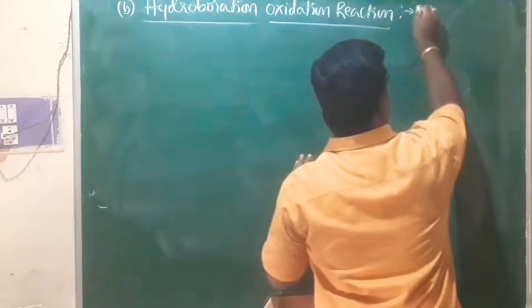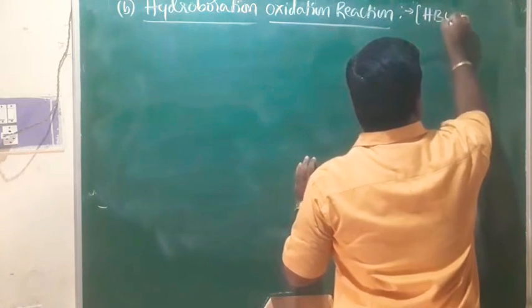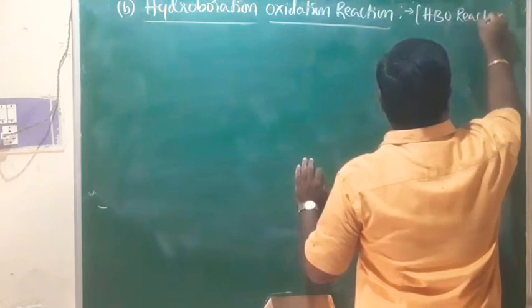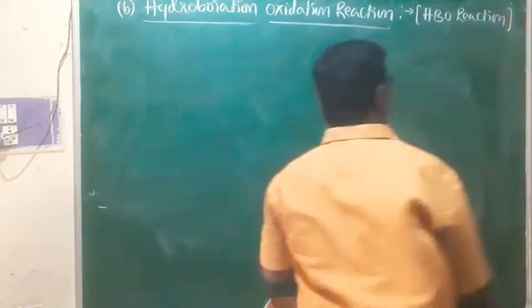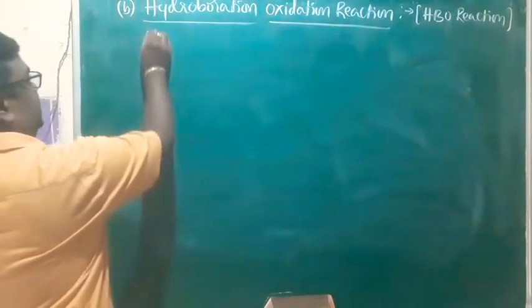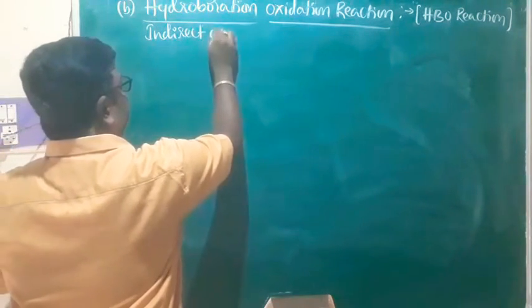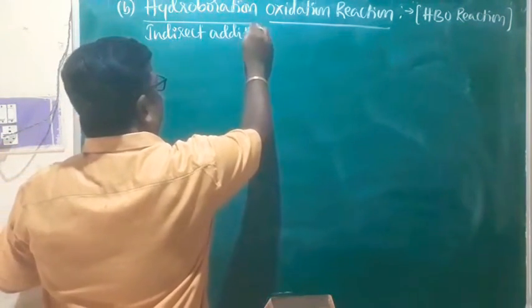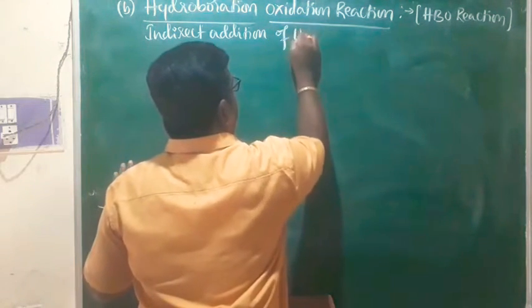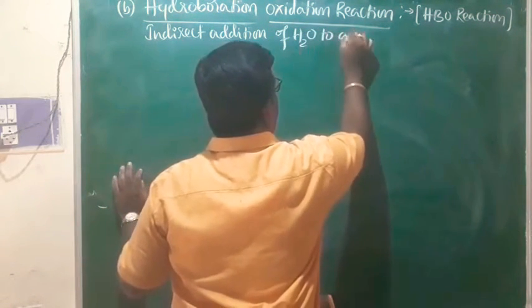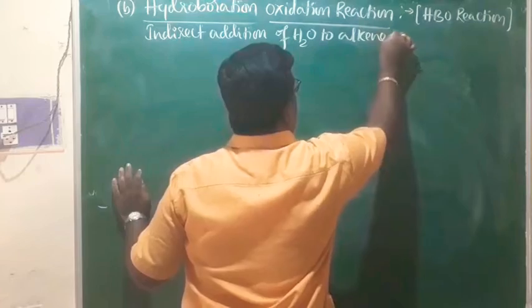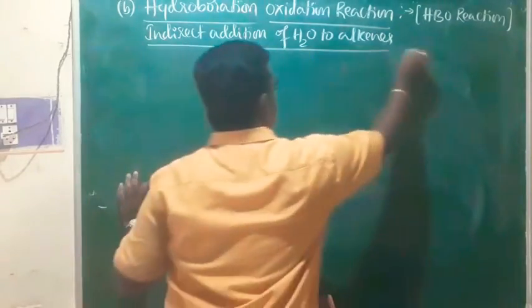You can use the abbreviation HBO reaction, hydroboration oxidation reaction. And this is indirect addition of water to alkenes. Look at the reaction first and go for the details then.